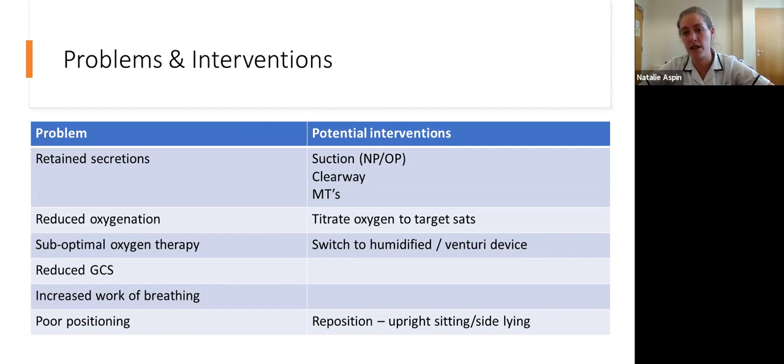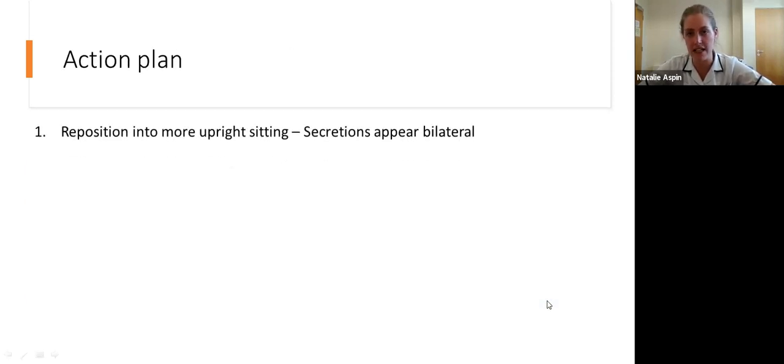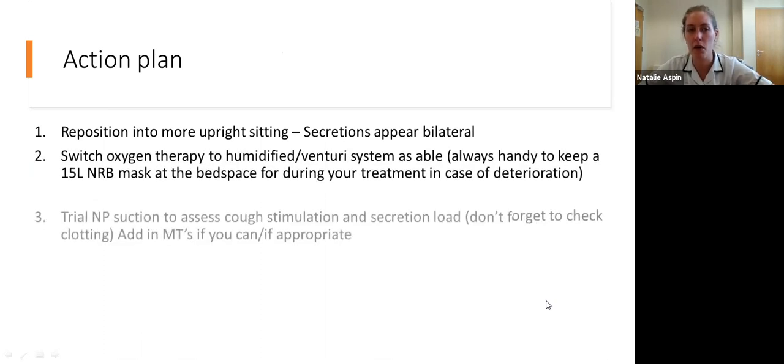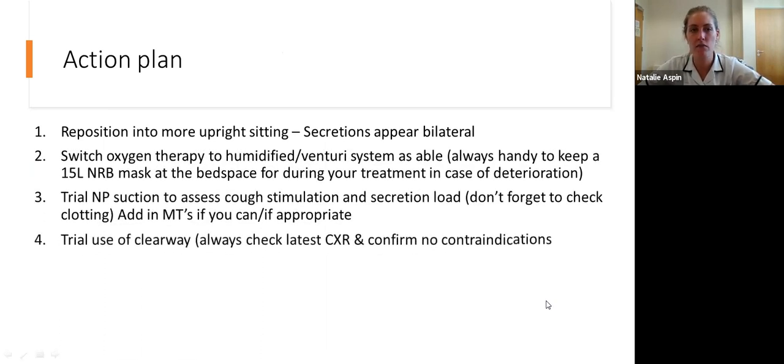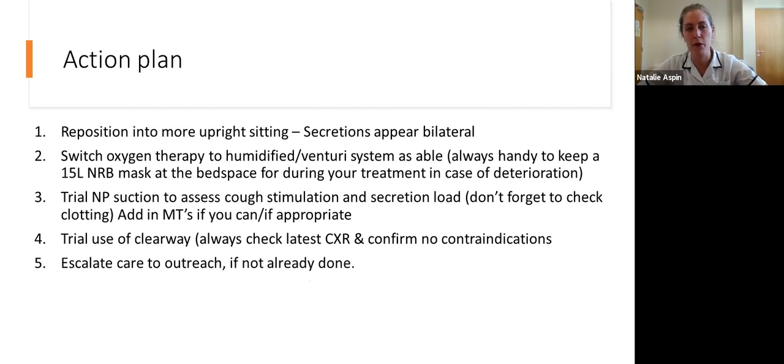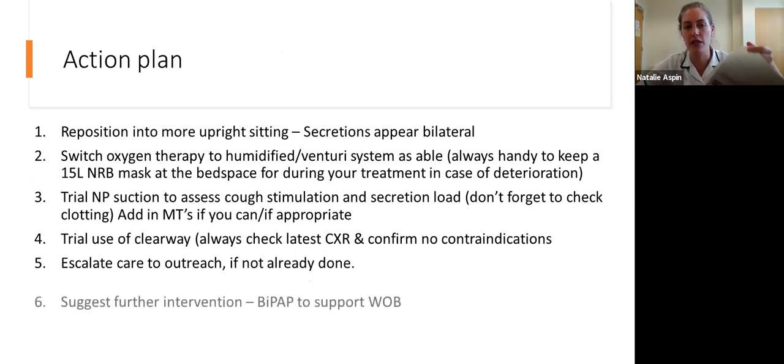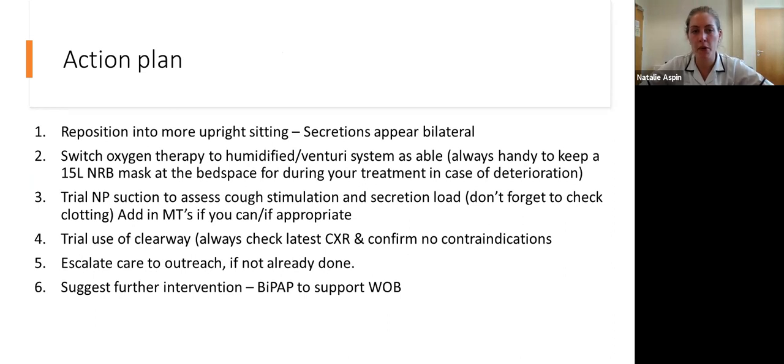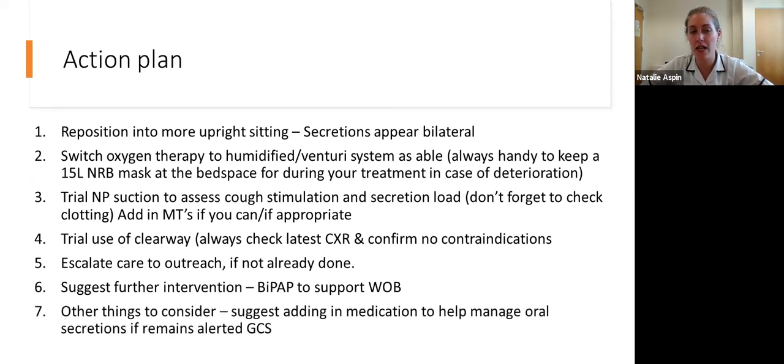And thinking about repositioning as well. What's the best position for this chap to be in? Possibly just upright in the bed if we can, or we could potentially think about side lying, possibly alternate, if we can identify a side where we want to target some postural drainage. But probably for this chap, we'll say upright sitting, as we're not entirely sure that one side's worse than the other. We're going to switch him to some sort of humidified Venturi system. But the other tip, certainly for treating this sort of patient on a ward, is to get an Omni breathe from a store cupboard and just have it handy.